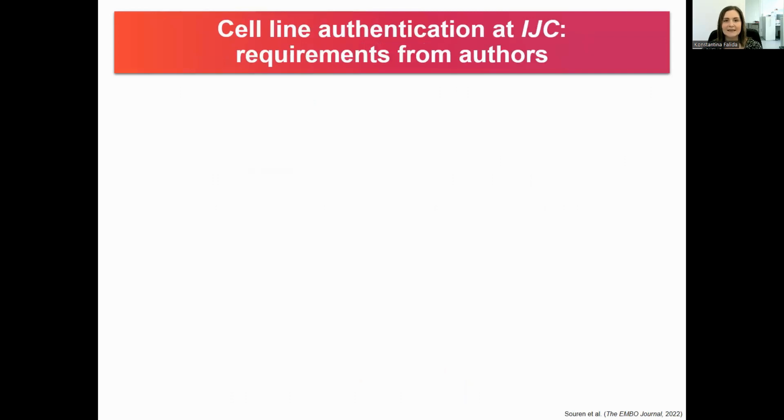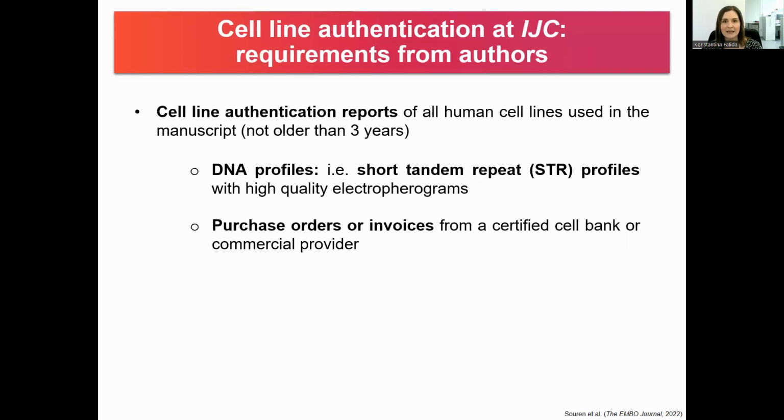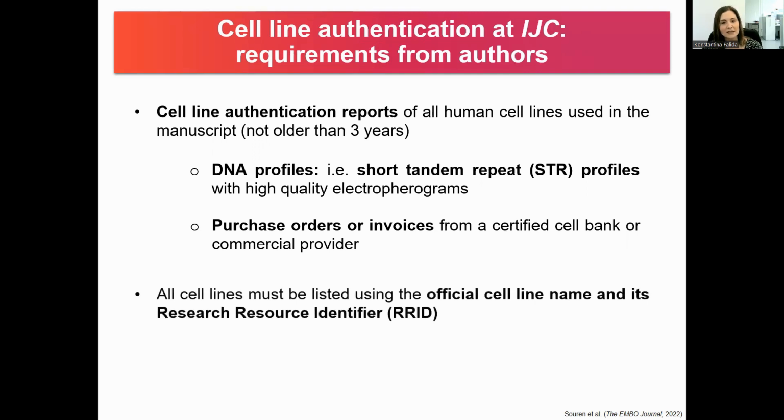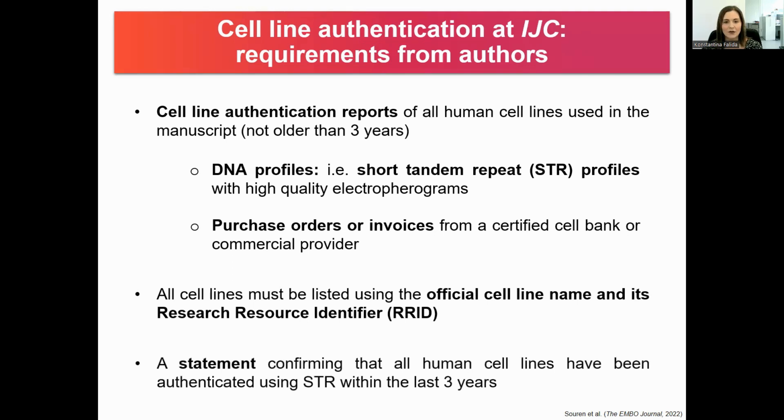To avoid publishing studies that are based on misidentified cell lines, the International Journal of Cancer has introduced a stringent cell line policy already since 2010. In the editorial office, it's my responsibility to check all cell line-related issues of manuscripts submitted to our journal before the peer review starts. We request cell line authentication reports of all human cell lines used in the study, listing of the official cell line name and its research resource identifier, and a statement confirming the authentication in the materials and methods section.